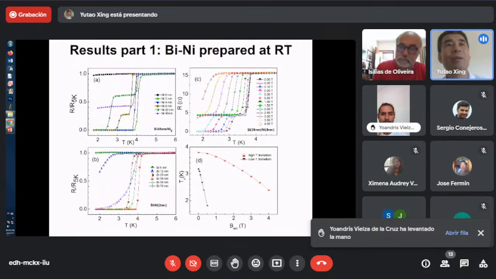Yes, here we can see, I didn't show the result. We have the thickness here. In this sample, we have the thickness of bismuth fixed at 38 nanometers. We are changing the thickness of the nickel, and then we have different TC. Of course, a different transition. And here we have fixed the nickel at 2 nanometers, and then we are changing the thickness of the bismuth. We have different TC.